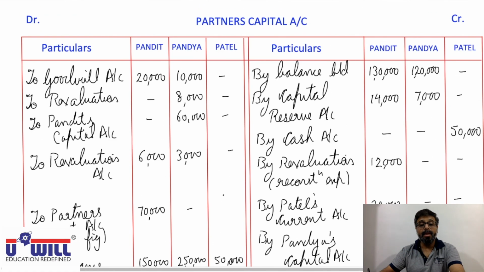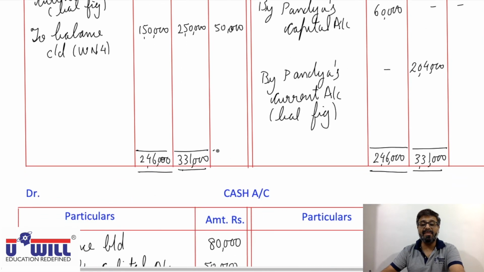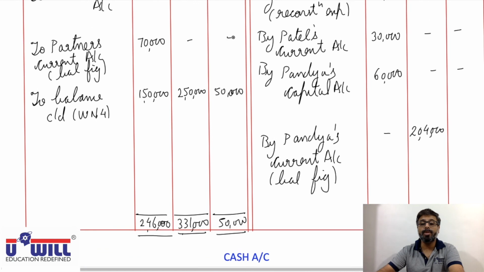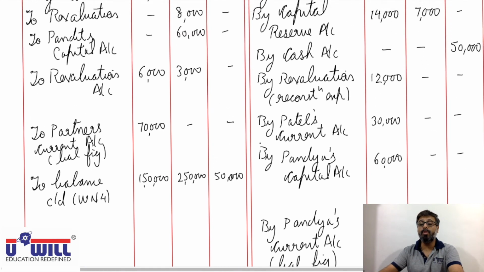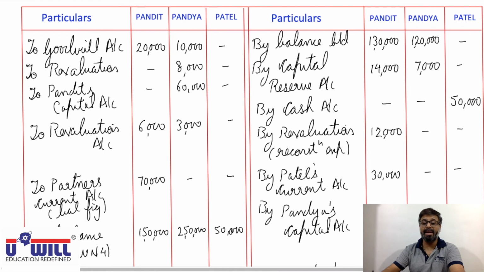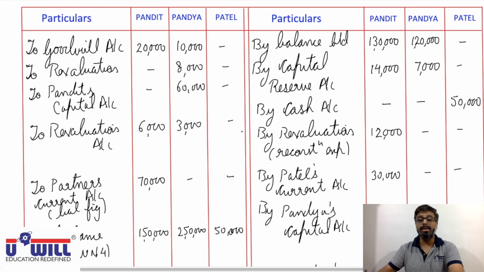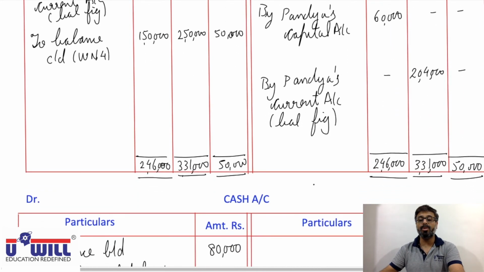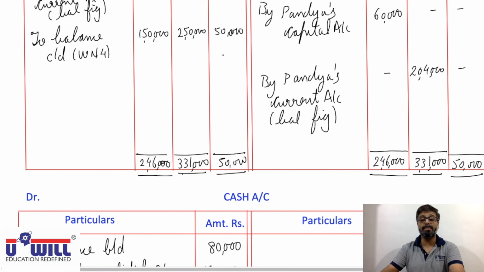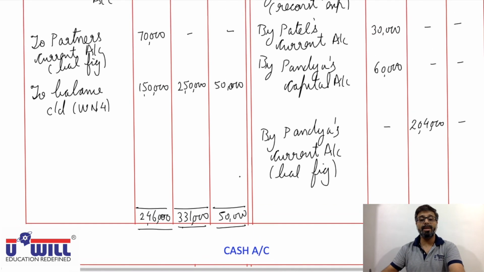And Patel, both the sides are 50,000 only. He has no balance because his capital itself was taken as the base, so he will not have any balancing figure. Moreover, that goodwill also we did not take from his capital, we took that goodwill from his current account for this very reason, because his capital was to be taken as the base. So Patel both the sides is 50,000 only, so no further balance will remain.